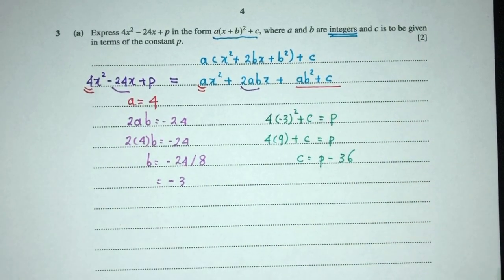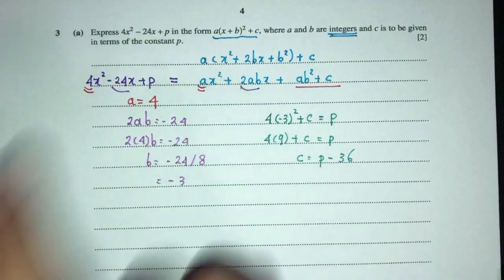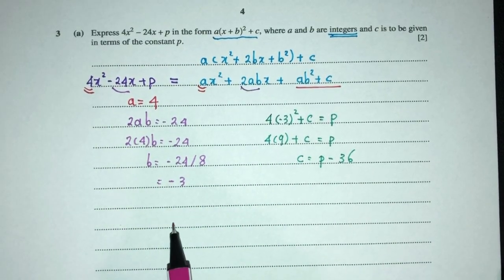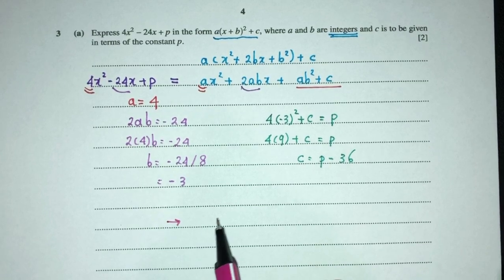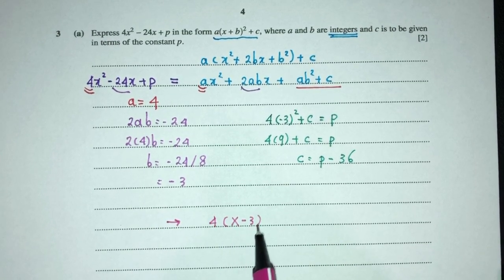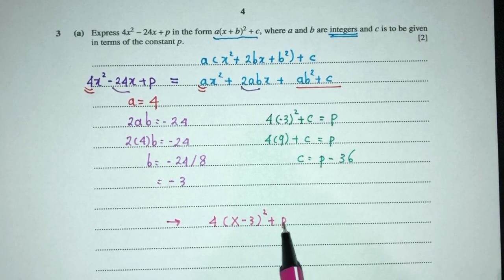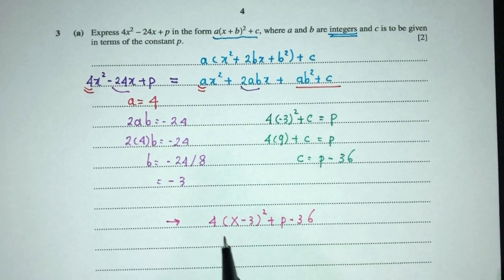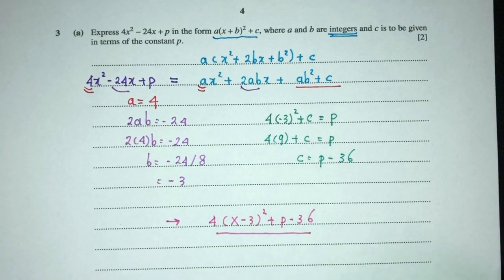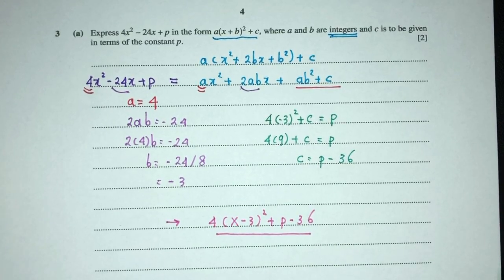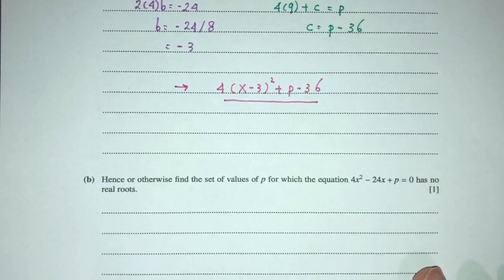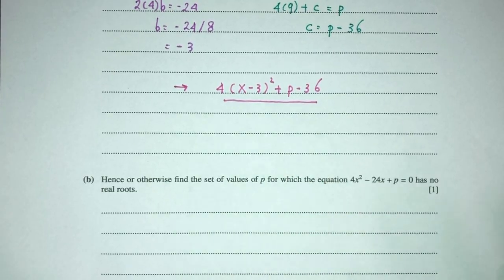Now finally, we have to place them back in this form, because that's the whole idea, right? We have to do this. a is a value of 4. That will be x. b is −3, squared, plus c is p minus 36. And this is your answer for question part a. Part 3a.